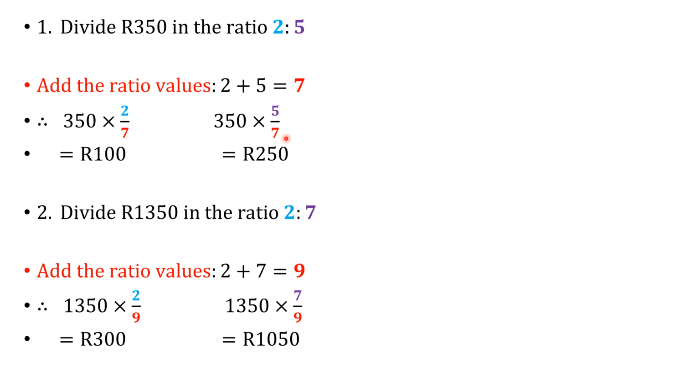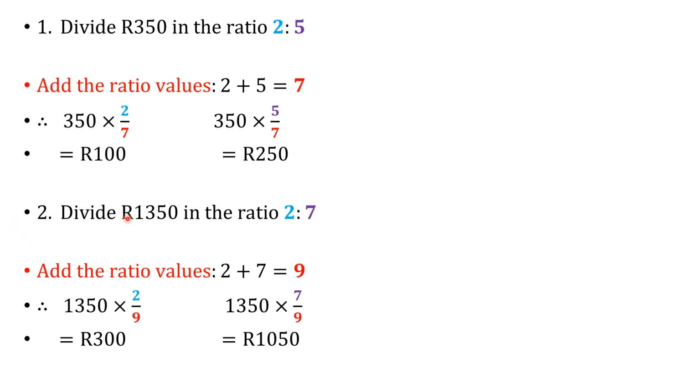5 over the 7. 350 times 2 gives me 700, divided by 7 gives me 100. 350 times 5 divided by 7 then gives me 250. And I add these two values, 100 plus 250, it must still give me the 350 I started with.